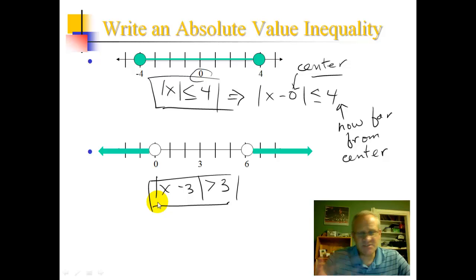So that's just the little pattern you go through when you're given a graph and you need to write an absolute value inequality. The center number goes in here, and then the number out here is how far away these dots are from the center. All right, well, that'll do it.